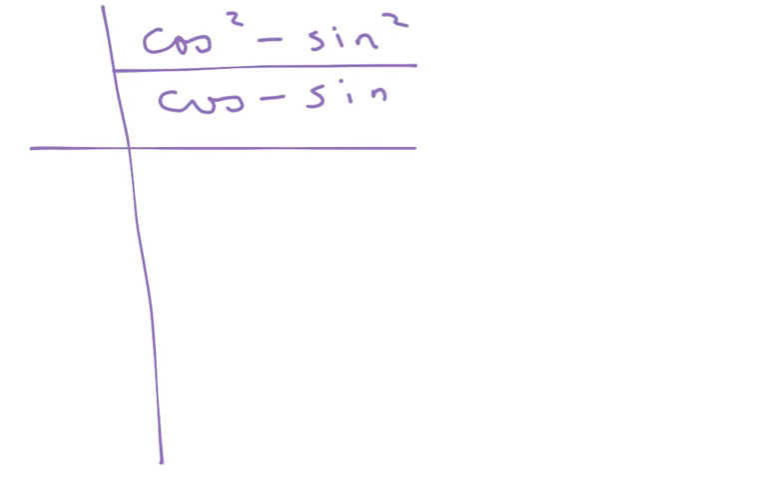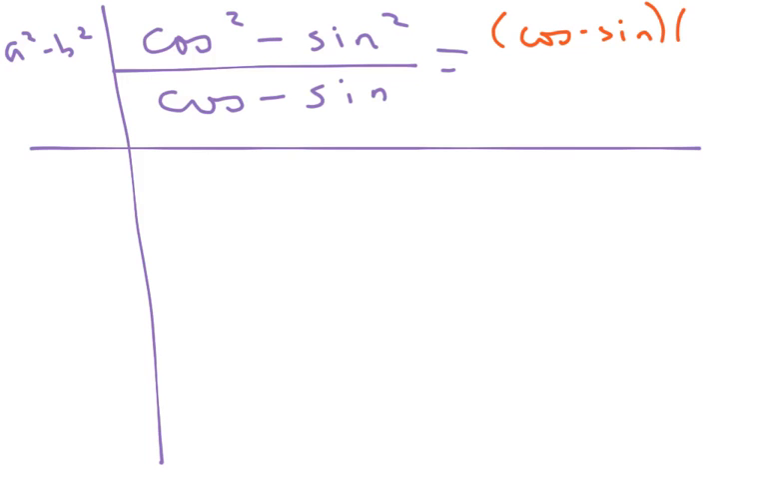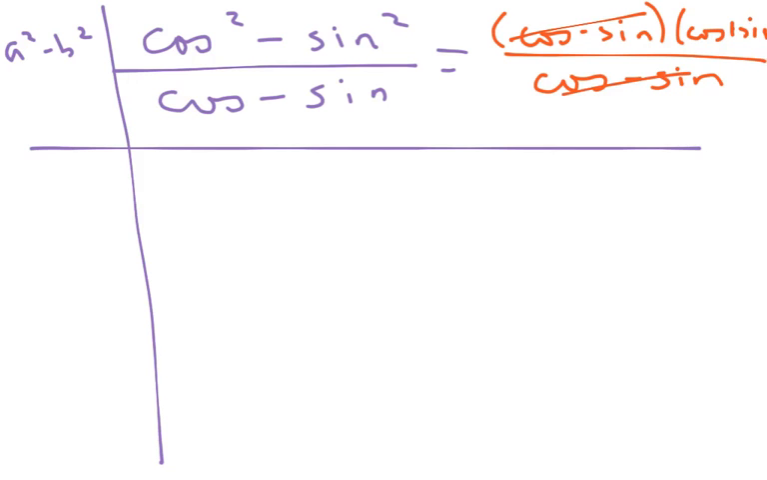Now I know that this follows the form of a squared minus b squared. So I'm going to write this as cosine minus sine times cosine plus sine all over cosine minus sine. So this crosses out, and we're left with cosine plus sine. So it matches the original.